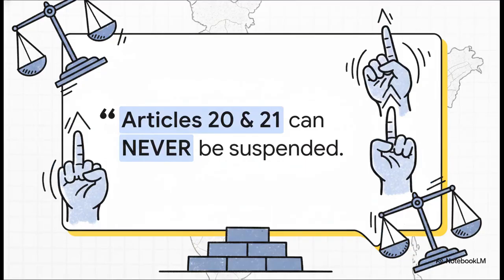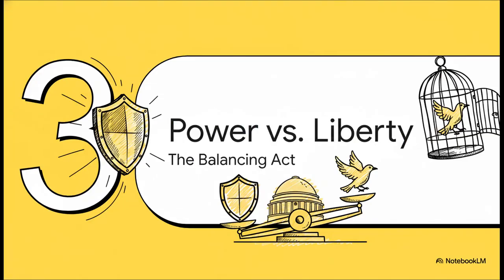But, and this is probably the most important thing to remember in this whole discussion, thanks again to that 44th Amendment, two of your rights are absolutely sacred. They are untouchable. We're talking about Article 20, which protects you from being convicted arbitrarily, and Article 21, the big one, the right to life and personal liberty. These two can never, ever be suspended, no matter what. They're the absolute bedrock.